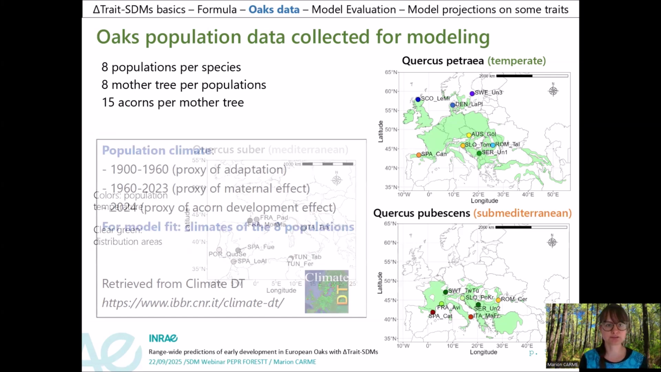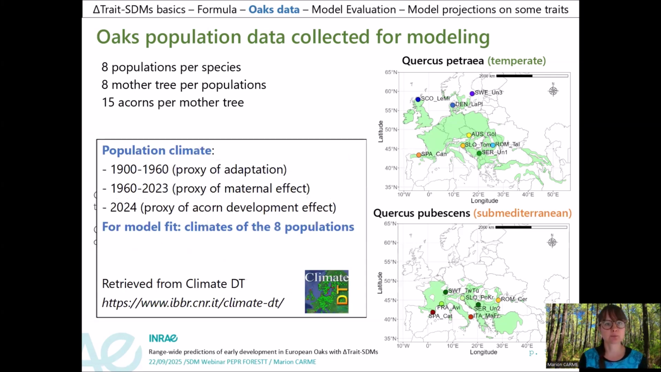So what's the population climate for oaks here? The population climate is covering 3 periods. The period from 1900 to 1960 is a proxy of population local adaptation. The climate from 1960 to 2023 is a proxy of maternal effect. It's the climate in which the mother tree had developed. And the climate of 2024 is a proxy of acorn development effect because it's the acorn maturation year.